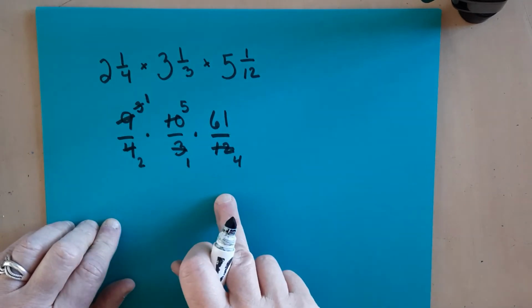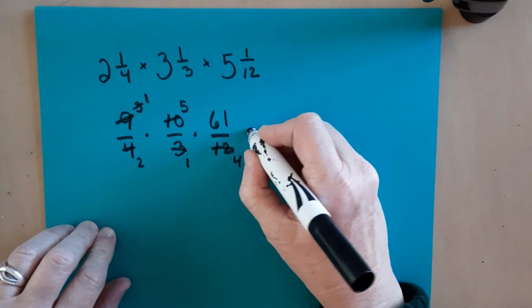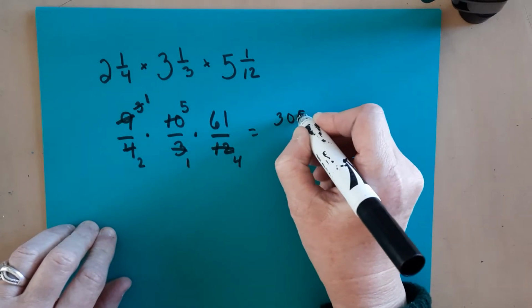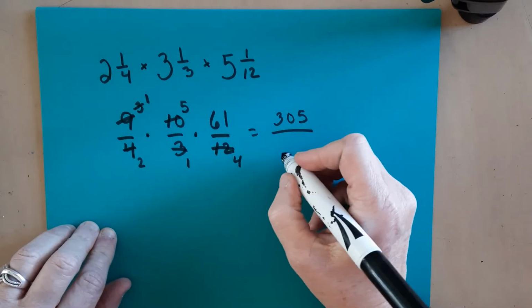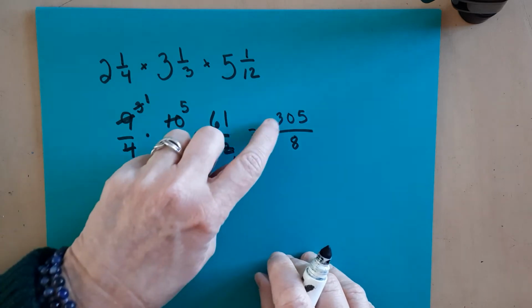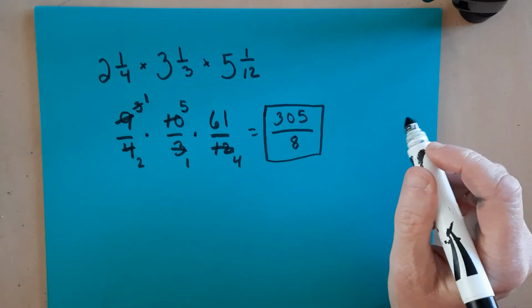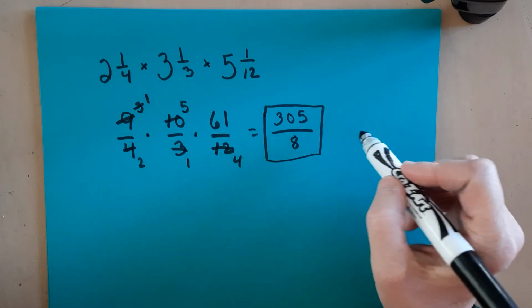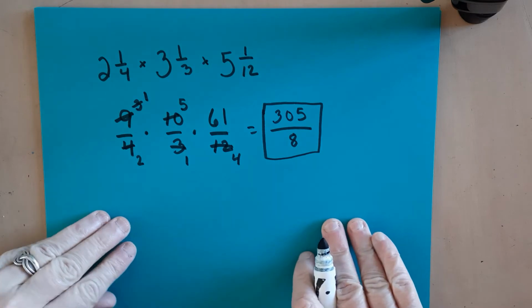So we'll go ahead and multiply the numerators. 5 times 61 equals 305. 2 times 1 times 4 equals 8. The answer is 305/8. You don't have to change it back into a mixed numeral. You can if you'd like, but it is fine to leave it as 305/8.